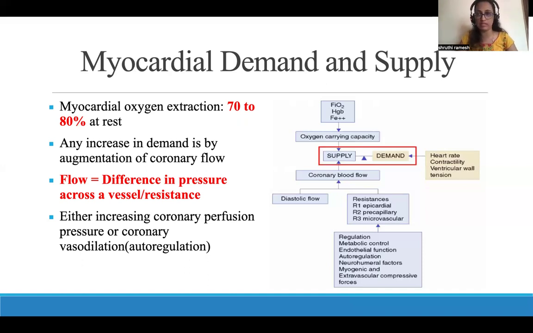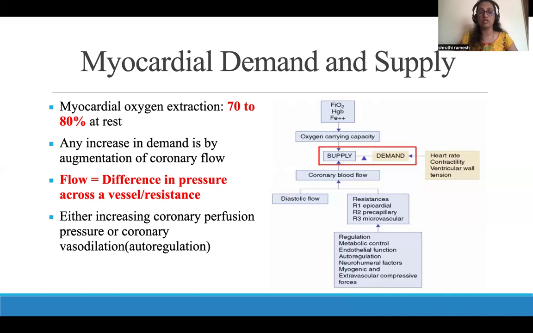Coronary flow has two components in the flow chart. One is the diastolic flow and the other is the resistance of the blood vessels. Diastolic flow, we all know that most of the blood supply to the heart is during diastole. So diastolic time is very important; I'll talk about it in later slides. And then the resistances offered by the vessel tone, like epicardial, precapillary, or microvascular resistances. It depends on various factors which we'll be discussing a little later.